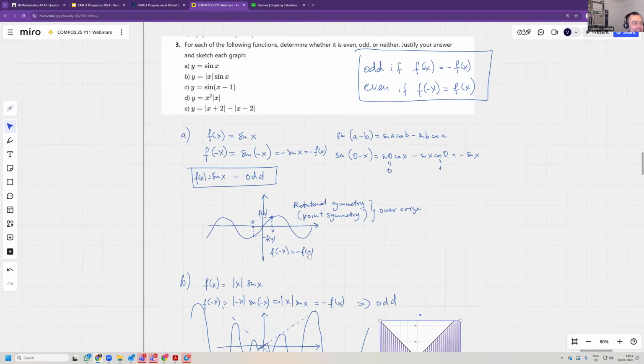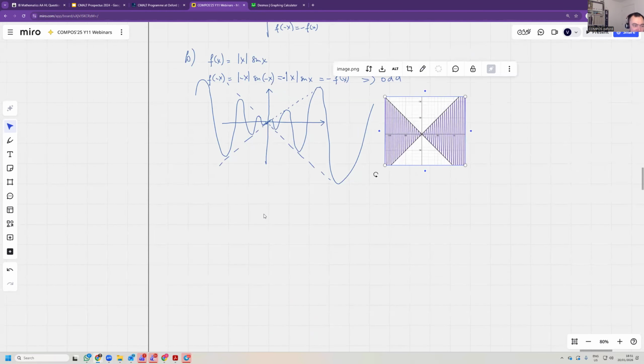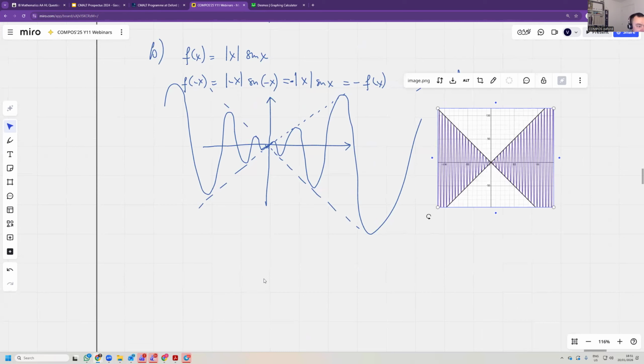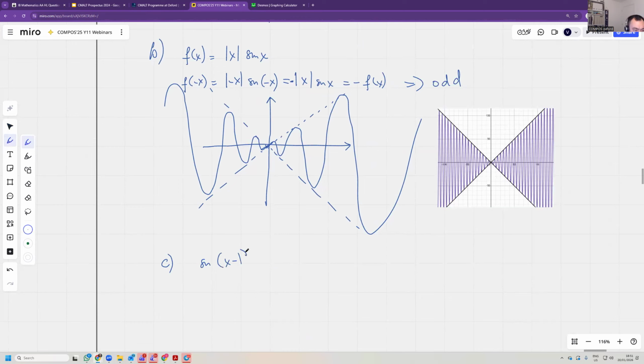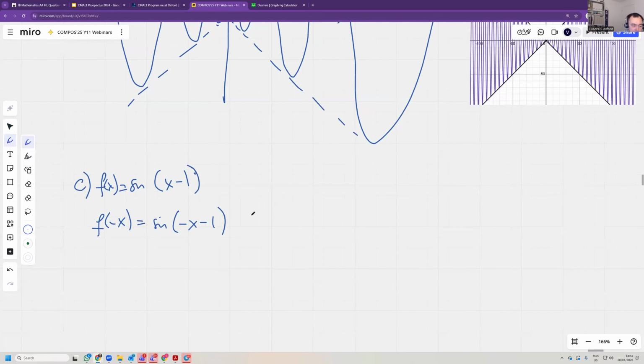Right, part C, sine x minus 1. So that's f of x. F of negative x is going to be sine of minus x minus 1, which is not related to the previous one. It's not equal to f of x, and it's not equal to minus f of x. Therefore, it's not odd or even.